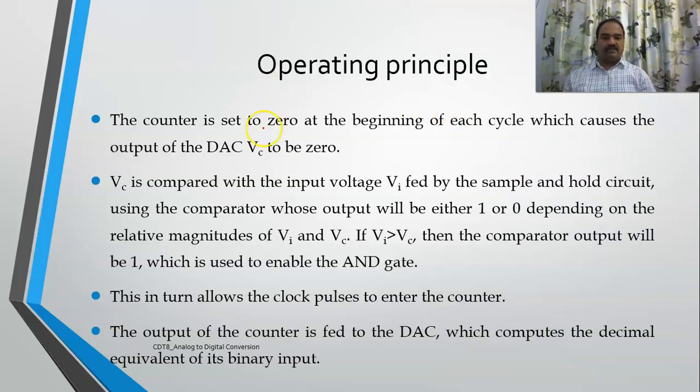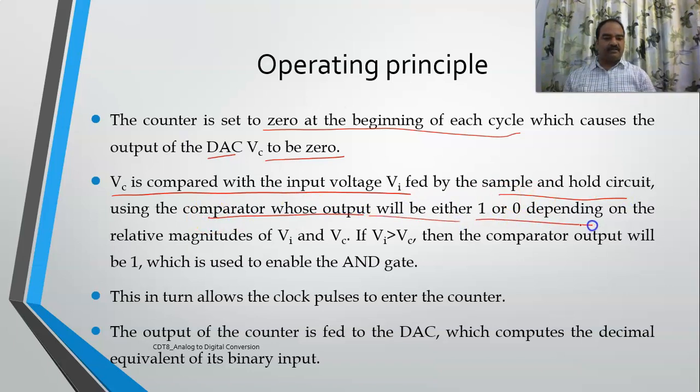Now, see here, the counter is set to 0 at the beginning of each cycle, which causes output of DAC to 0, right? So VC is compared to your input voltage fed by the sample and hold circuits using the comparator, whose output will be either 1 or 0 depending upon the relative magnitudes of VI and VC. This is what we have seen, right? So you will be having a VI, and here this will be coming from your DAC, right? As long as this is higher than this one, you will be getting a 1 as an output. And if it is lower, then automatically it will move on to 0.